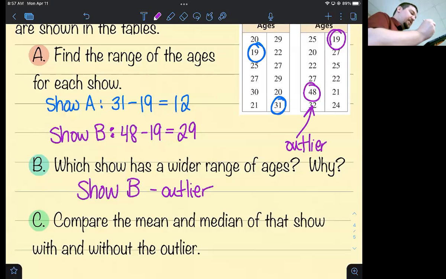So in show A, they didn't have an outlier. The youngest to oldest contestants were only 12 years apart. Most people were in their 20s. We had a 31-year-old, we had a 19-year-old. And show B, again, most people are in their 20s. We have a 30 and 31-year-old, and then we have a 32-year-old in show B. And then we have that 48-year-old. That 48-year-old is 16 years older than the next oldest contestant. That makes them an outlier in show B. And so that wider range can be an indicator we might have an outlier here, because that's a pretty wide range.